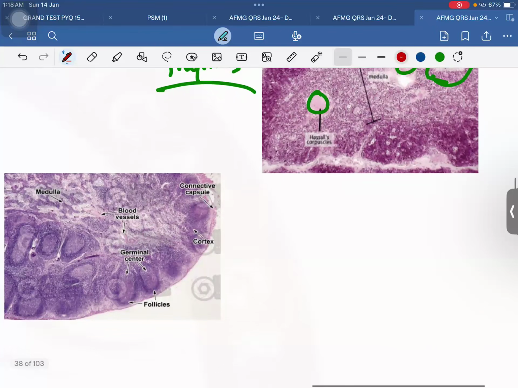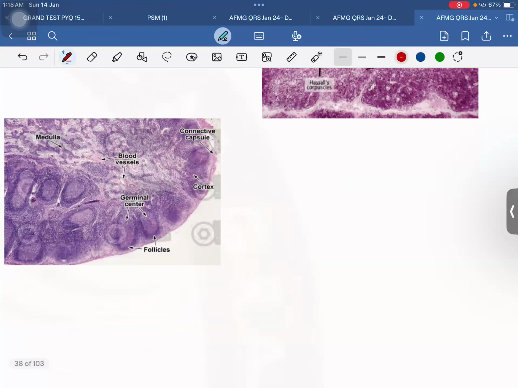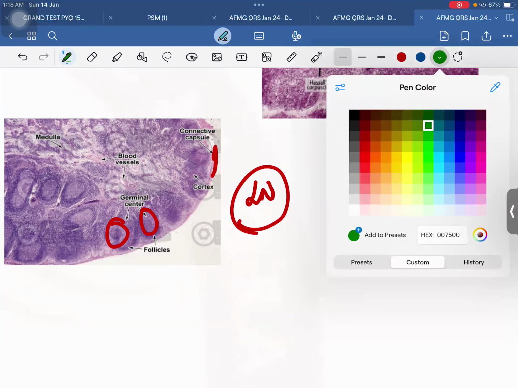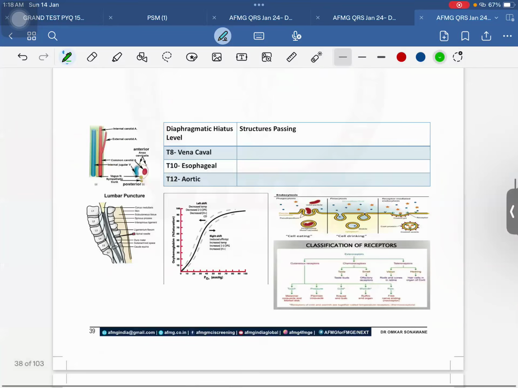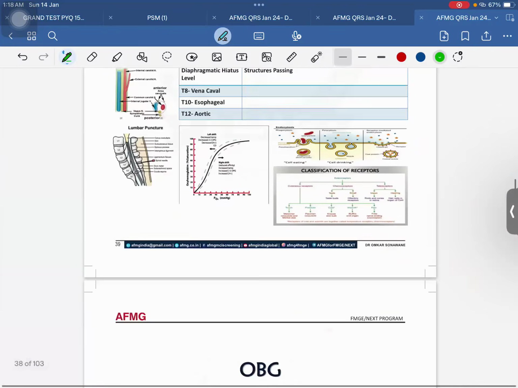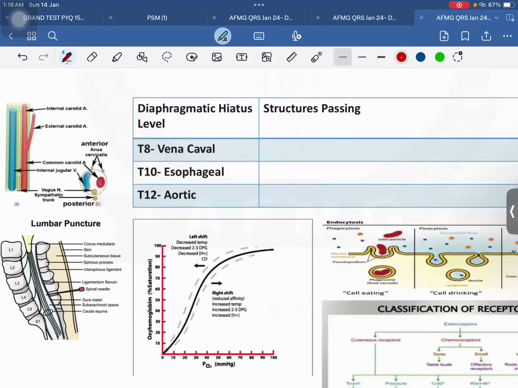And the last one, which is there over here, you are able to see there is a capsule, and then we have the cortex, and then we have the medulla. And inside the capsule, we have the germinal centers as well. This is nothing else but a histological image of a lymph node, beta. This is the histological image of a lymph node. Please remember that.